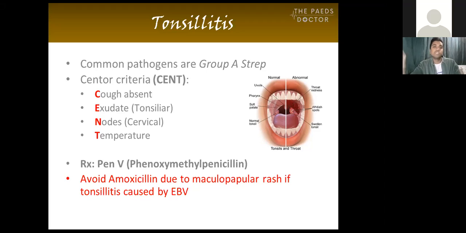Okay, so I want you all to remember that, and I want you all to remember the mnemonic for the CENTOR criteria. So cough absent, exudate, nodes, and temperature. And by temperature, what I mean is a temperature that's greater than 37.7. So 37.7 is a low grade fever, so anything above that is a fever in the child.